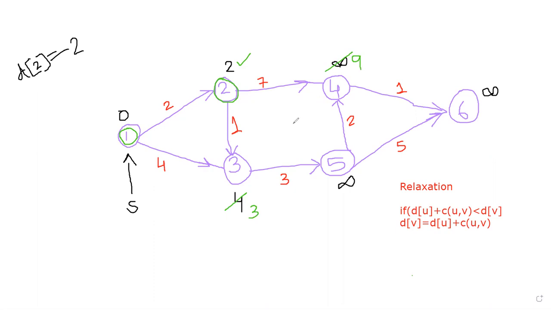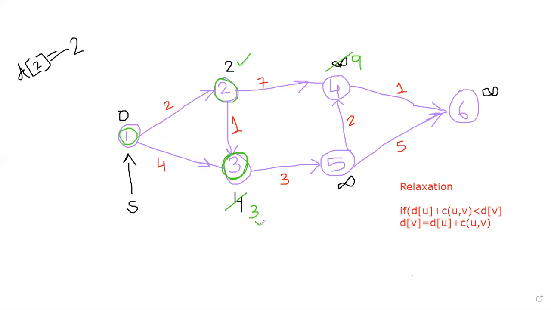Now after doing this, you have to check the vertex which has the minimum cost. You have to check 3, 4, 5 and 6. Now you have to select the vertex which is having the minimum cost. So your vertex 3 is having the minimum cost now.